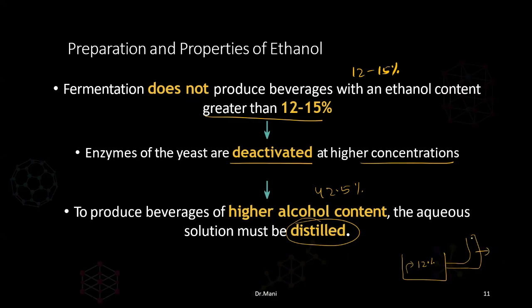All that I removed, I collect into another container, which contains only that particular alcohol. So it will be 100%. And whatever the required percentage is, I will get by diluting. So just remember, to obtain higher alcohol content, we use the distillation process. Normally we can only obtain 12 to 15%, but to get a higher percentage, we do distillation.